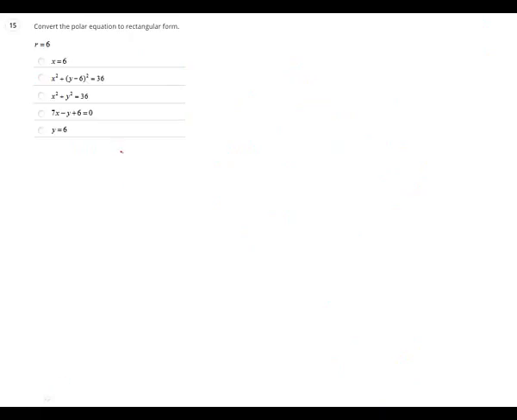Okay, we need to do this one. We need to convert the polar to rectangular form. Oh boy. Is that easy too? I hope so, if you've done your homework. All right.